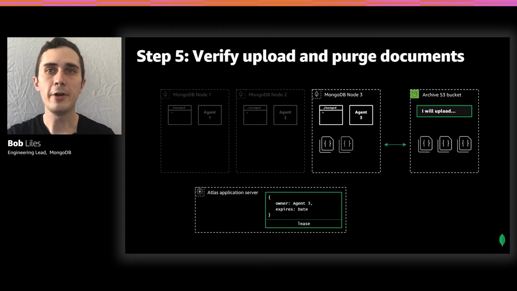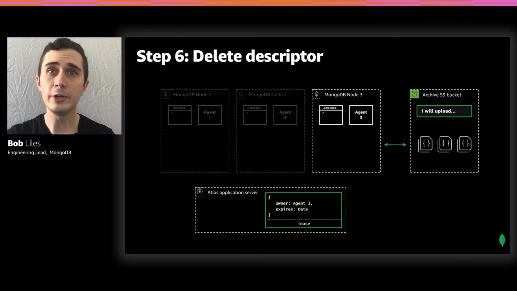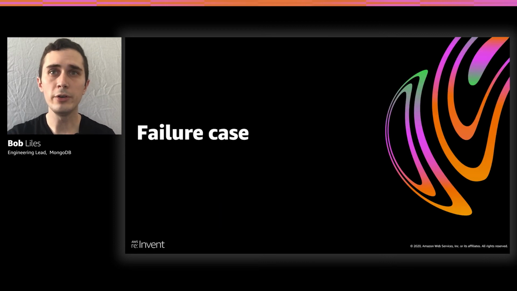Now that we've seen how the archive operation works in the standard case, let's consider what happens in a failure case. In this example, I'm going to show what happens during the operation in the case of a hardware failure in order to ensure that data is never duplicated or lost.